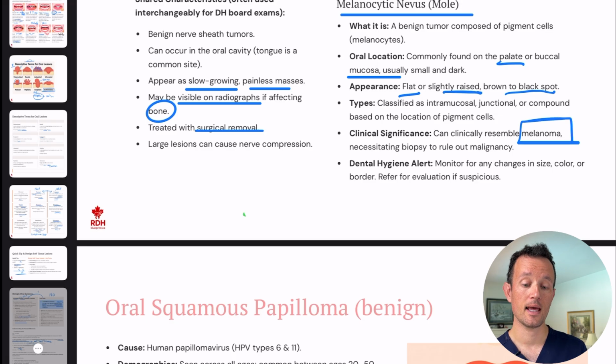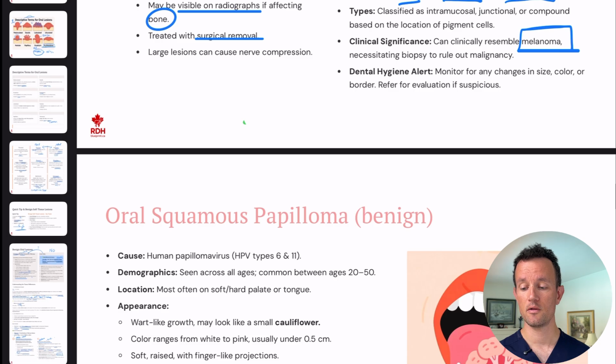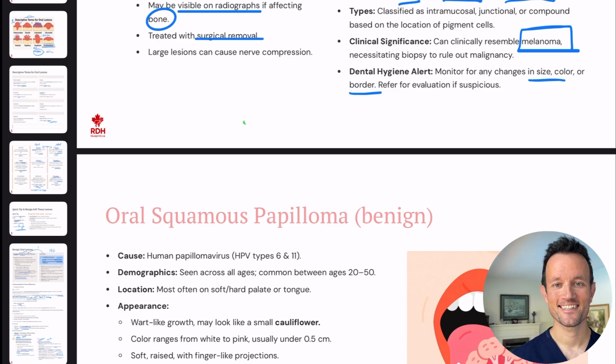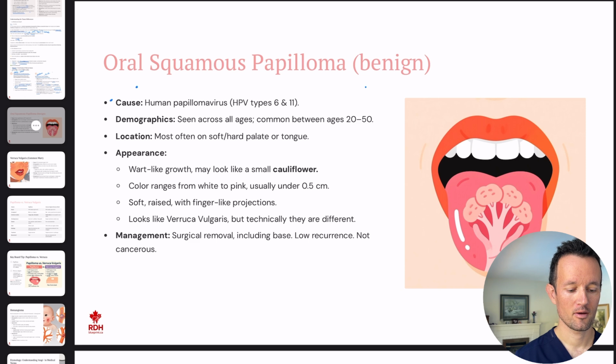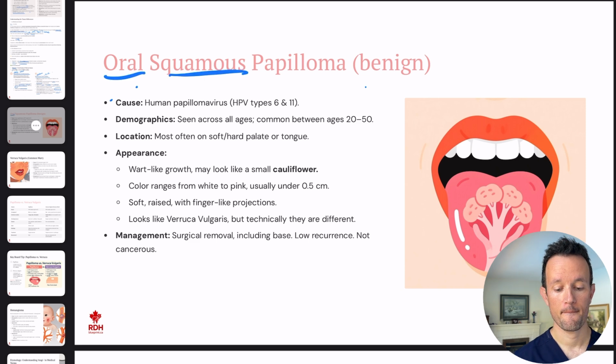So when we see a melanocytic nevus, we want to take pictures. We want to make good recordings describing it, the millimeters, the dimensions, the color, the location, so we can watch it. Any changes in color, any new things, we need to refer for evaluation. Let's talk about oral squamous papilloma.